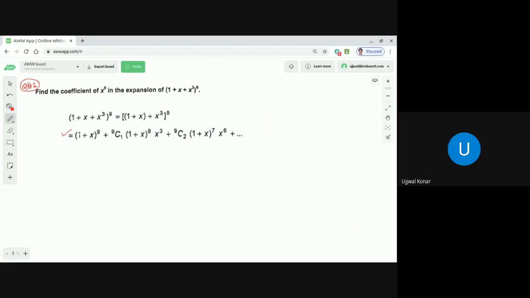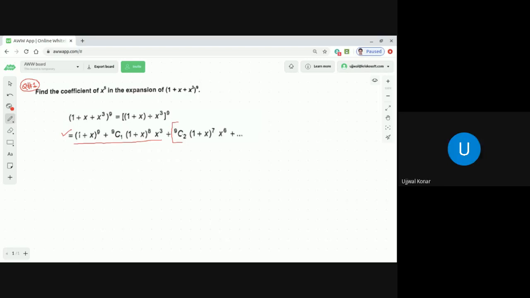Now, what is our task? Our task is to find the coefficient of x power 5. From the term 9C2 onwards, you will never find a term having x power 5, because it's x power 6, then the next one will be x power 7. So we should not bother about these terms onwards. We should only concentrate on these two. All of you agree with me, dear students? Yes, sir.